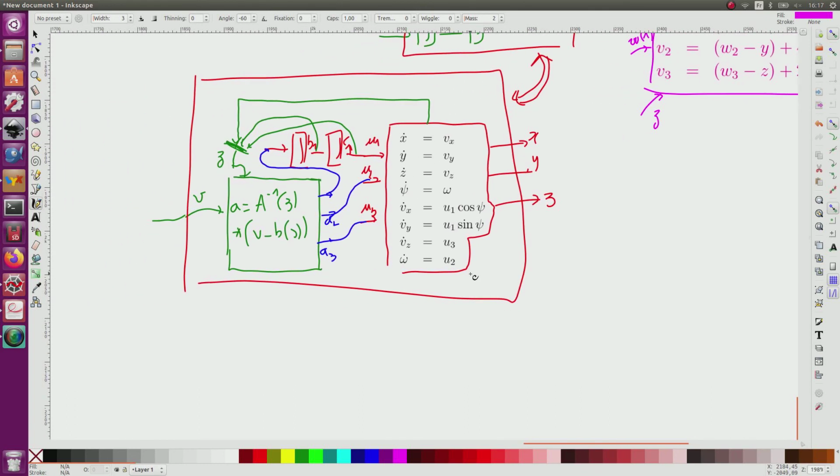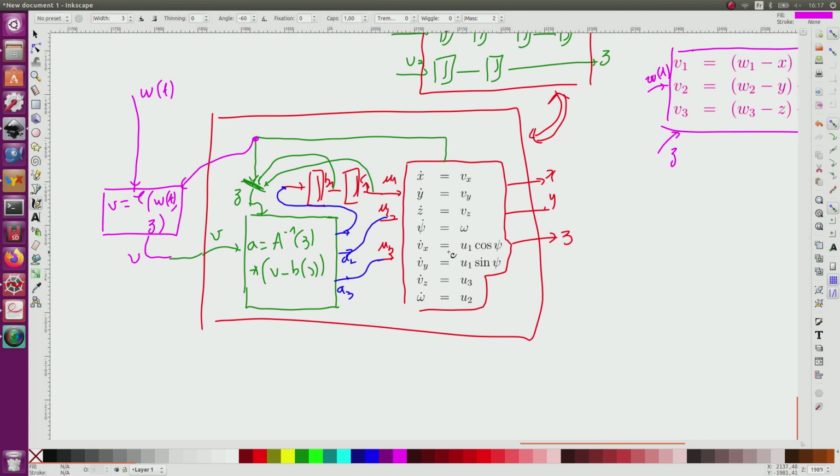So if I come back here, I will have the v here. I will write v equal phi of w of t and z. It will generate v as an output. The input will be w of t. Z is needed here, like here. And the whole controller of this system is given here.